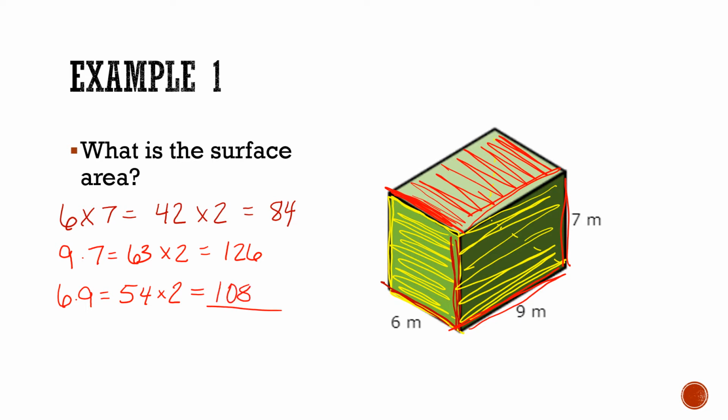Now you can use your calculator and do 108 plus 126 plus 84, which gives you 318 meters squared, because we're talking about surface area again, so area, which is in square units. So you should get 318 meters squared.